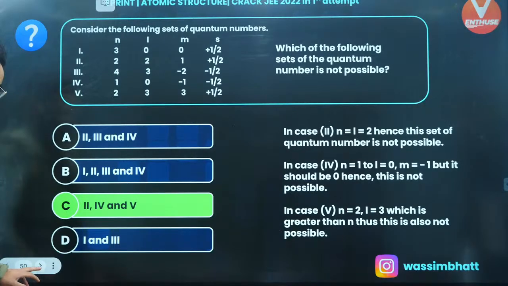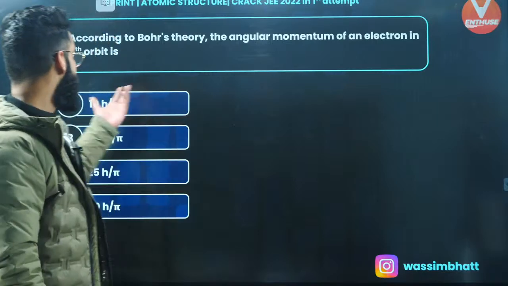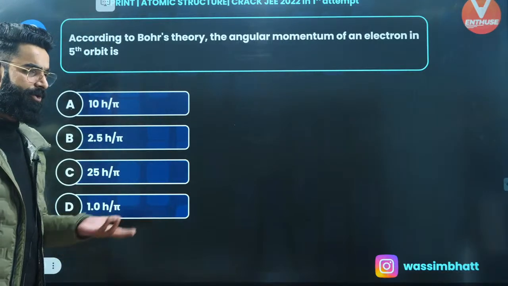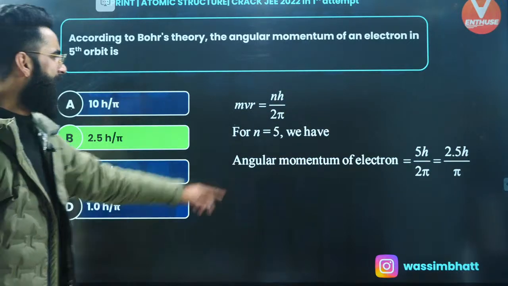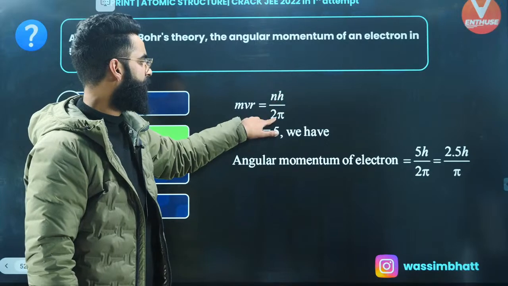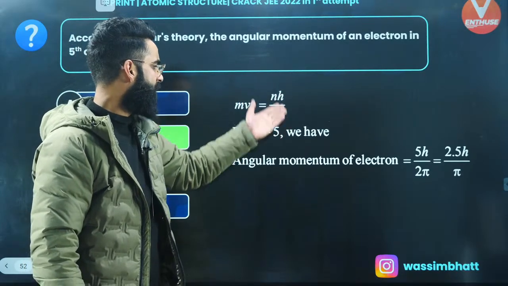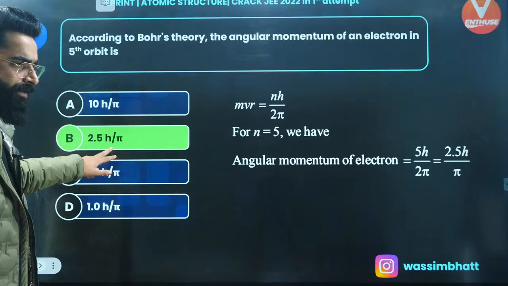Let's move on then to one more question. According to Bohr's theory, the angular momentum of electron in fifth orbit. In fifth orbit, nh upon 2 pi is the formula, right? In fifth orbit means n value is 5. So 5h upon 2 pi, so 2.5 h upon pi is the final answer, right? Isn't it simple, guys?